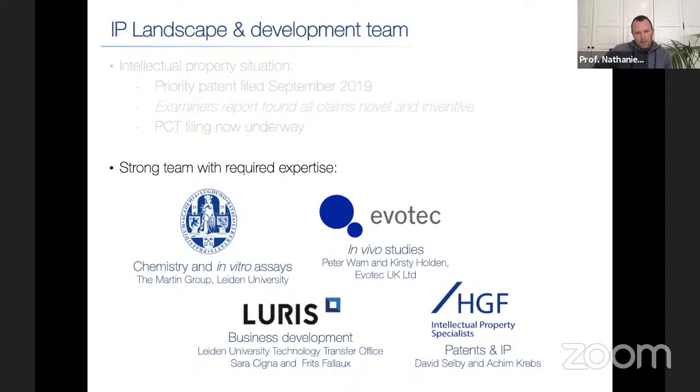We're looking at taking these compounds forward with an experienced team, ourselves, of course, doing the chemistry and biochemistry. Evotech is a CRO that we work with, experts in the infection models, the in vivo work. And then, of course, on the business development side, we've got the tech transfer office in Leiden, as well as the patent attorneys that are supporting the effort.